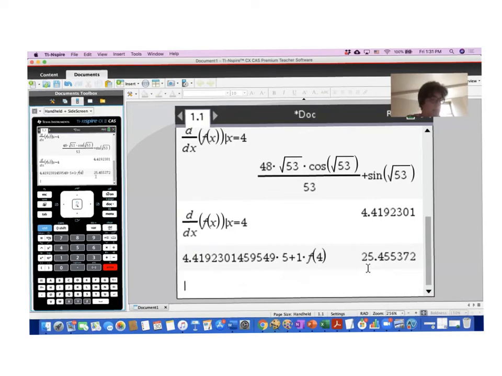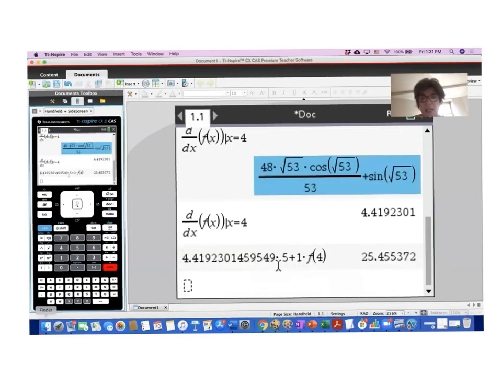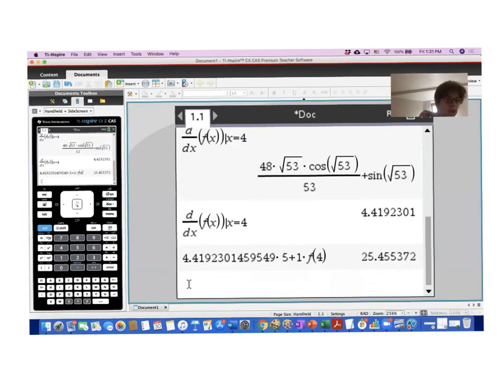So the answer to part B is 25.455 to be exact. Some of you got 25.454, which technically is incorrect and we would lose the point. That's because we rounded off too soon, either in the derivative or the value of f at 4. So always wait to the end. And then finally, for part C, we were supposed to use the quotient rule.